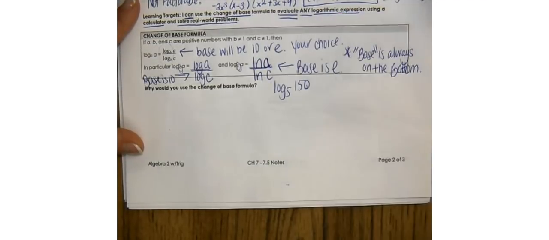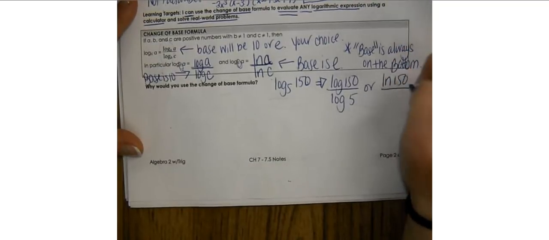So what I did here is this. Let's say that we have log base 5 of 150. We can put that into our calculator by changing it to two different things. We could change it to log of 150 divided by log of 5, or we can change it to the natural log of 150 divided by the natural log of 5. Both will end up with the same exact answer.